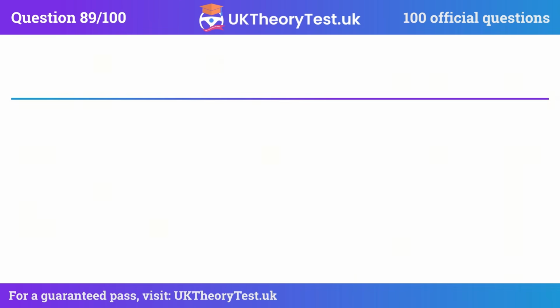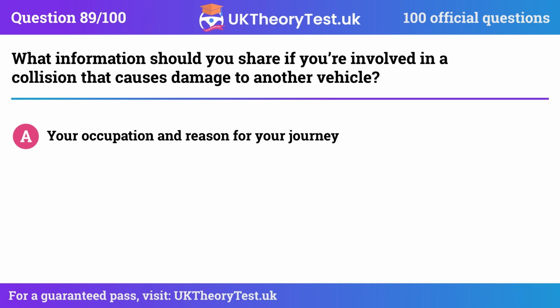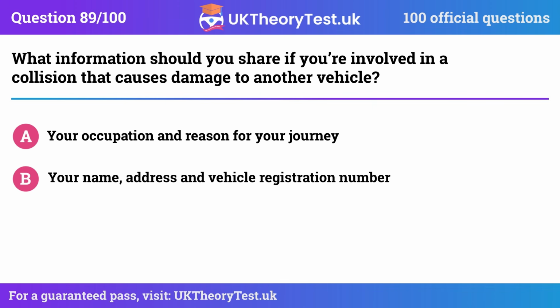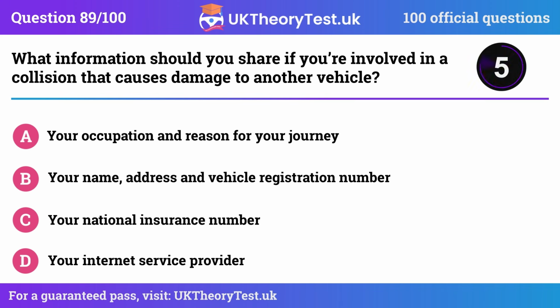Question 89. What information should you share if you're involved in a collision that causes damage to another vehicle? A. Your occupation and reason for your journey. B. Your name, address, and vehicle registration number. C. Your national insurance number. D. Your internet service provider.